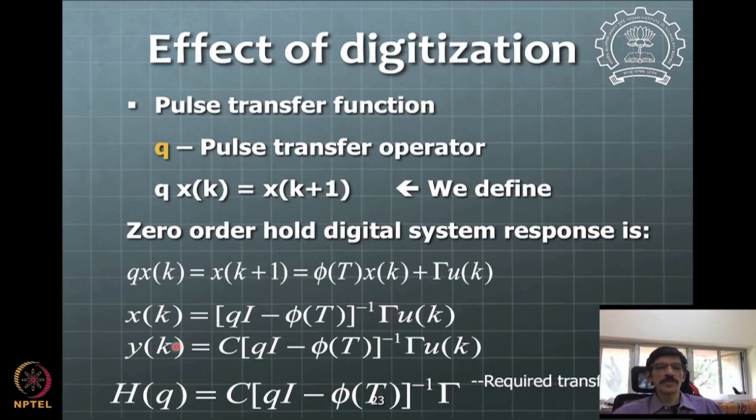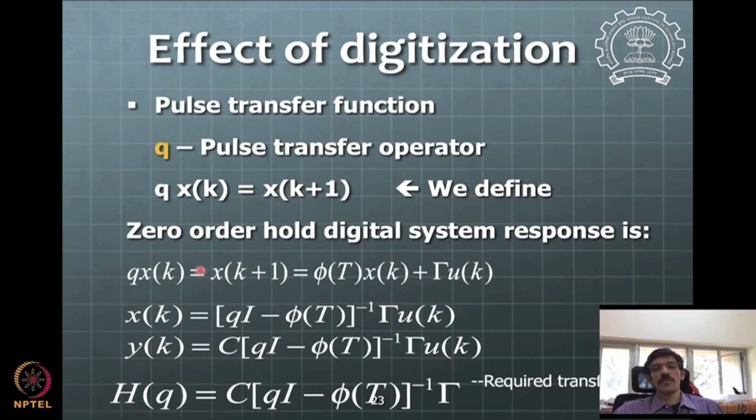Now we know the output is y of k is equal to c times x of k, okay. So you substitute for this x of k here, and you get this as the output. So now this becomes like an input-output relationship, okay. And if we define the transfer function as a ratio of y of k over u of k, then what we get on this side here is a transfer function, okay, in terms of this new operator q. So this is a transfer function of a digital domain system.